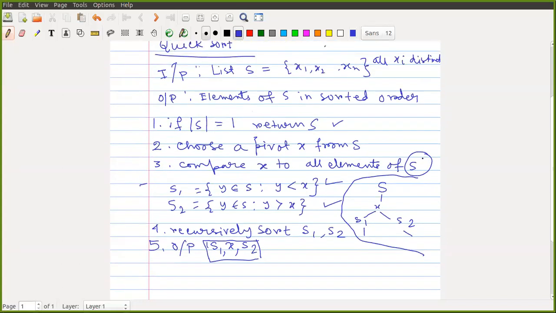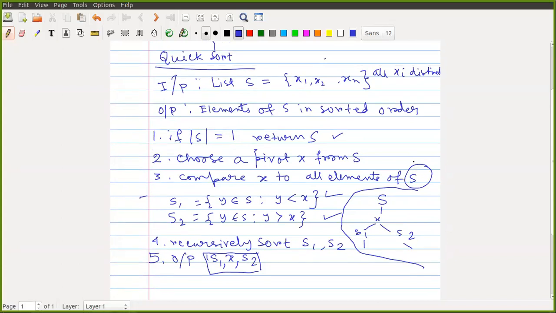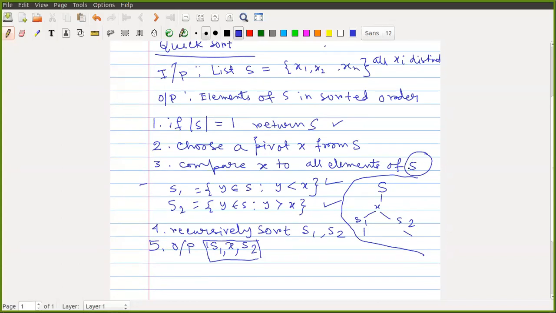Sir, how to choose the pivot element? Yeah, let me come to that one after another. The issue is, this is a very simple algorithm, except that we have not said how to choose this pivot. This is the tricky part.